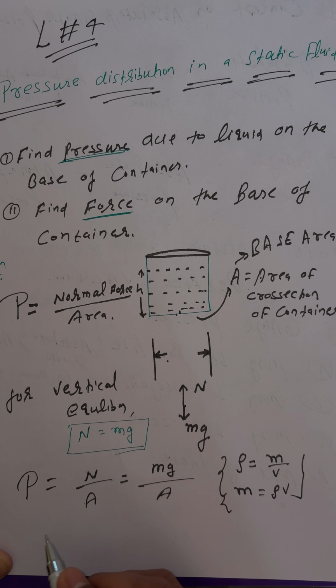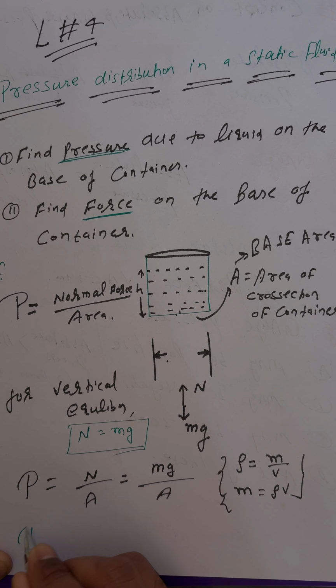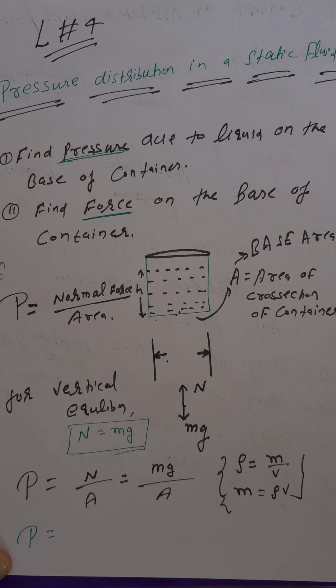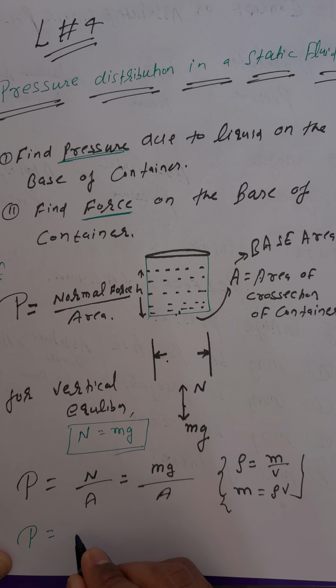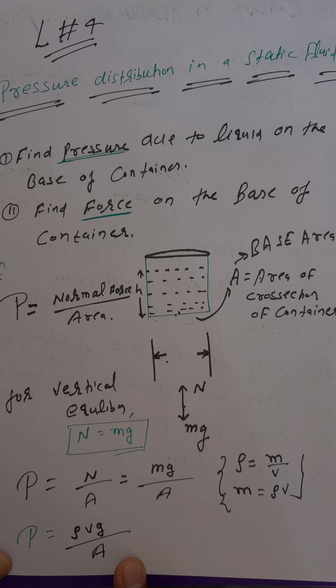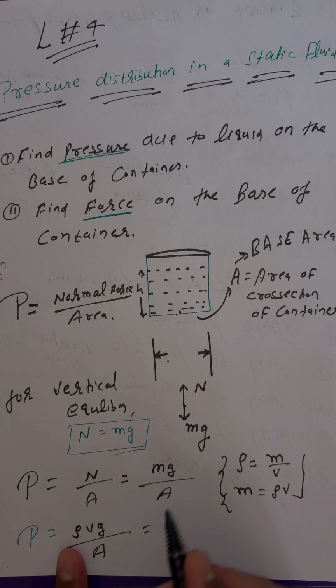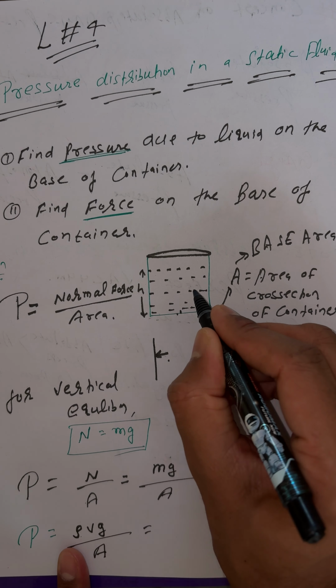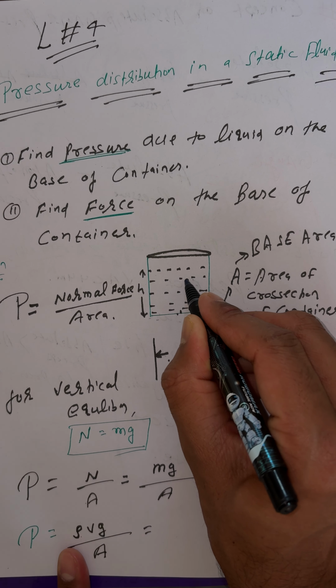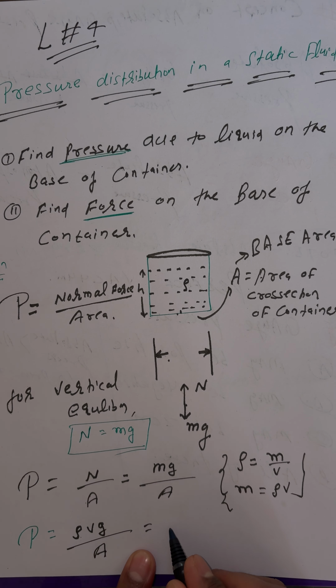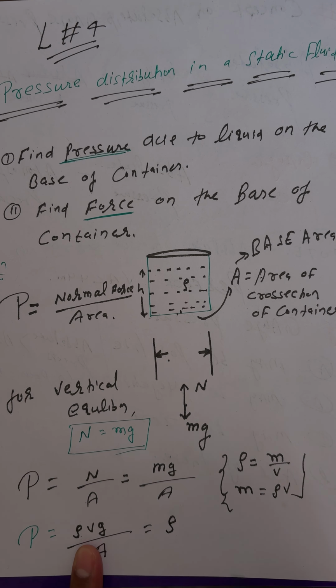So students, here I can write pressure is equal to rho V g upon what, my dear? Area, right? Students, rho remains the same, rho only, because it's a fluid. You can take density of fluid as rho. Okay, so students, this rho remains the same. What is the volume, students?